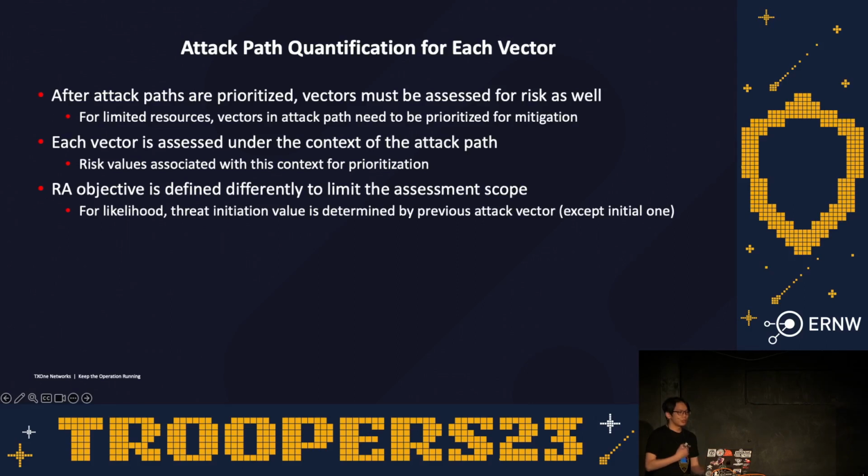How we can do it is by defining our risk assessment objective differently from how we do it when assessing an attack vector alone. Basically, we define the assessment scope to be limited to the attack path only. So for the likelihood value, the threat initiation value will be determined by the previous attack vectors. Except for the initial one, each attack vector followed by another one will be determined by them.